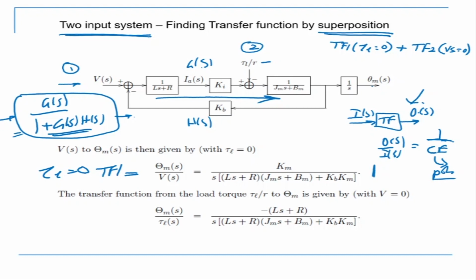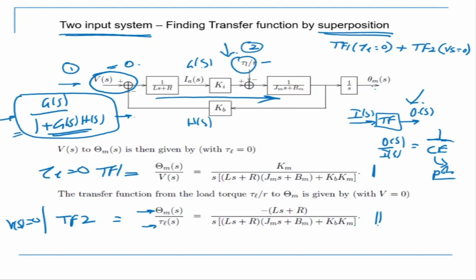Now my transfer function 2 is by assuming Vs is equal to 0. If Vs is equal to 0, then this fellow becomes equal to 0. This side is not there, but please note there is a minus sign there, so this will become minus 1 by (Ls plus R). This is equal to 0, so my input is this one. Now this is my input, and output is theta m(s). So output is theta m(s), input is tau L(s), and my transfer function comes out like this.